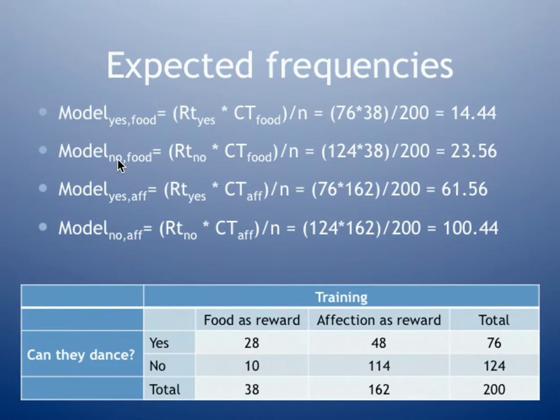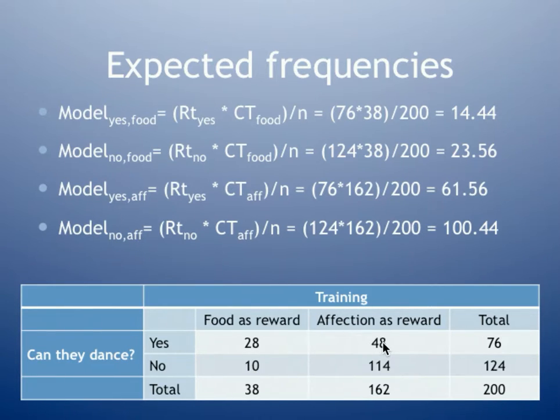So if we're going to model no and food, so no and food, this observed value of 10, you do the row total for no, which is 124, times the column total for food, which is 38, and divide by 200, which is 23.56. So you would expect 23.56 cats to be here, but you only have 10.